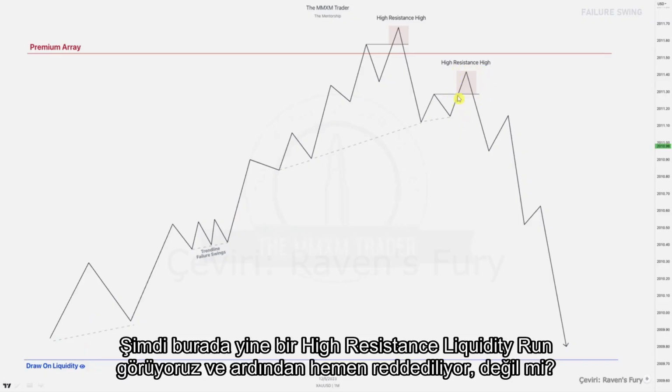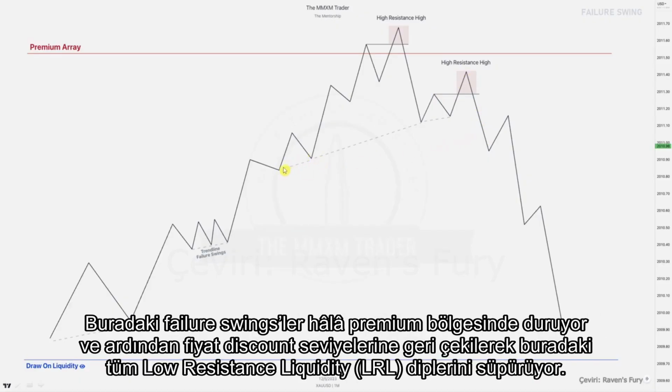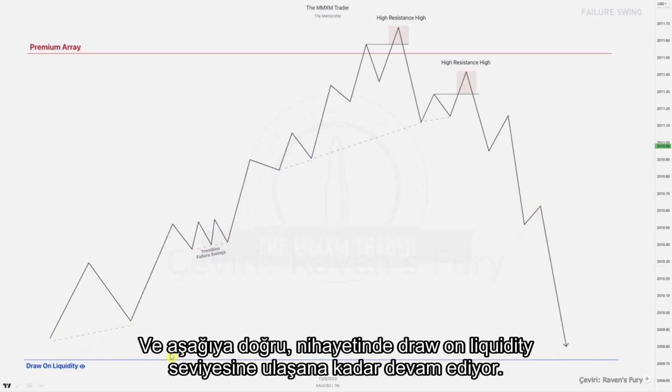Now over here we've got another high resistance liquidity run and then it rejects immediately, right? So again, on our side of the structure, we want to see those high resistance liquidity runs happen. So we know these highs are probably going to stay intact and we're going to continue down in our draw on liquidity, right? Those failure swings which we have down here, which are still in premium over here. And then we draw back down into discount levels, taking all those low resistance liquidity lows down here and also down here eventually until we reach that draw on liquidity.